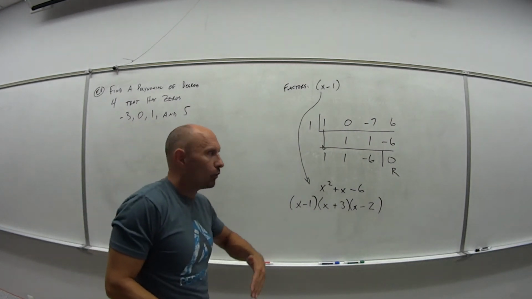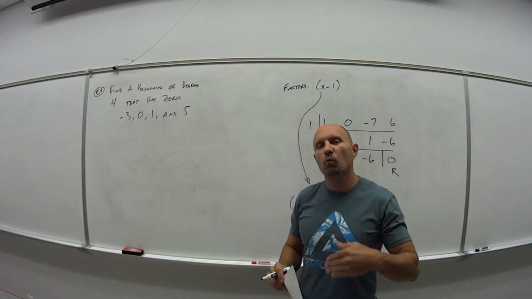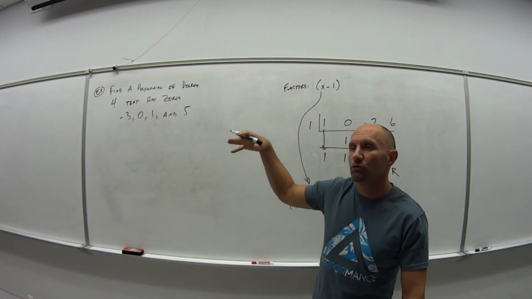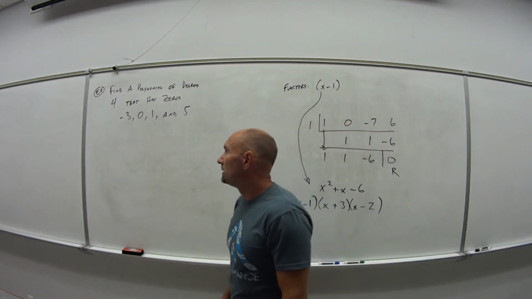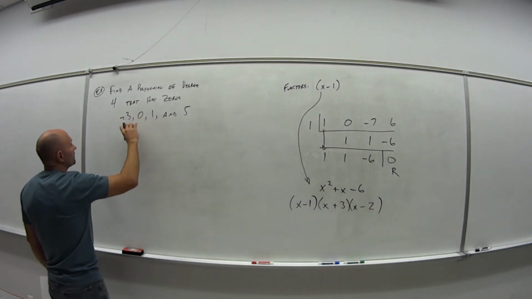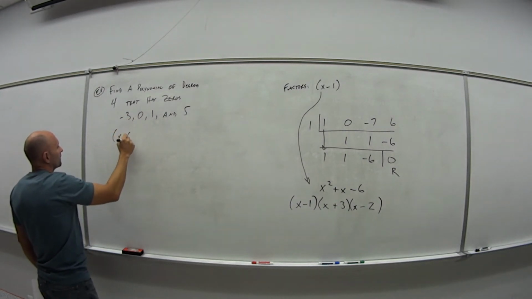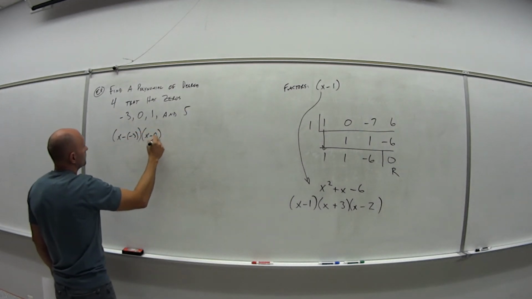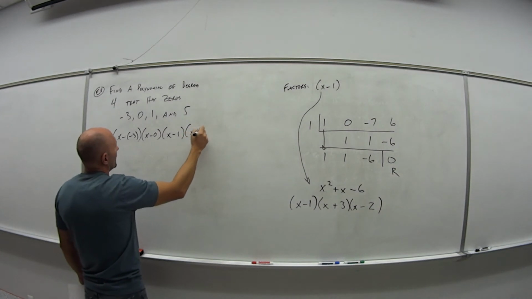So, now we're reversing the process. The last problem, it gave us a polynomial, said what are the factors? This one, it's saying here's our zeros, or here's our roots. What's the polynomial that has this quality? So that means what? If these are my zeros, if these are my values of c, it's x minus c, so x minus a negative 3, x minus 0, x minus 1, and x minus 5.